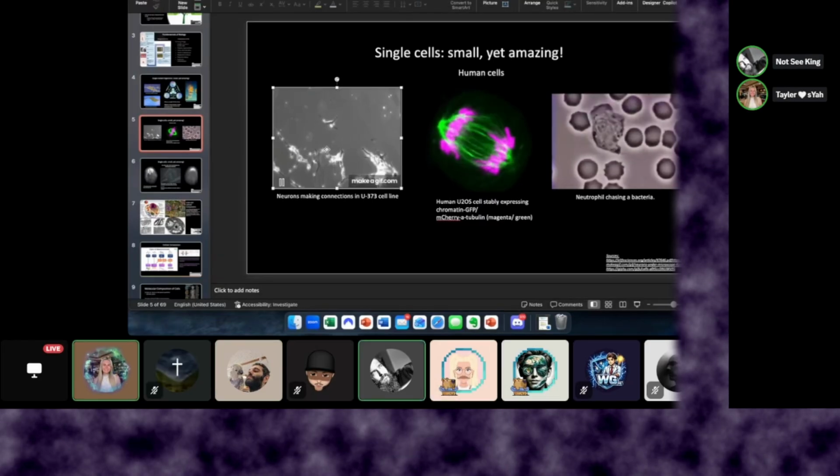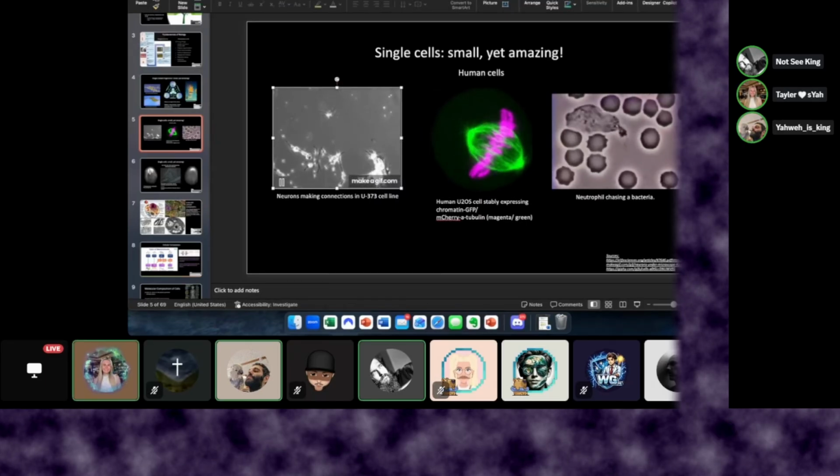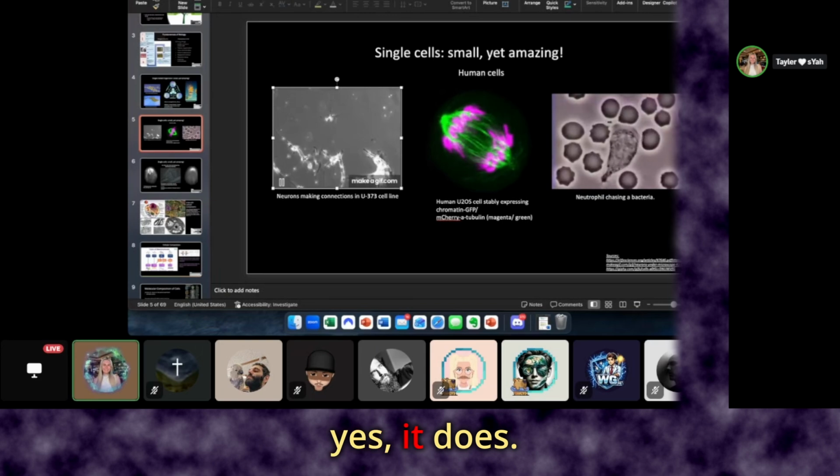Sure. I own cells. You're right, I am sure I can. I can just cut off a piece of my finger and then I can see individual cells. You sure can? Wrong. No, that's not the way it works. No, yes, it does. See, you can see.